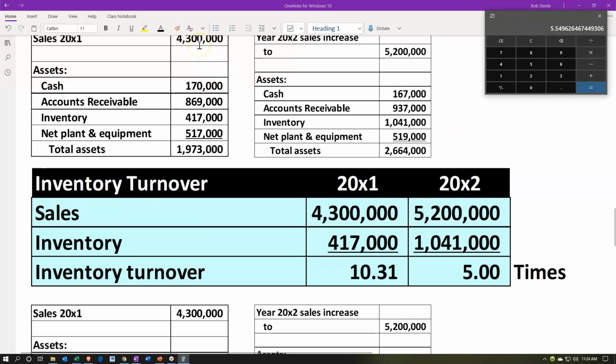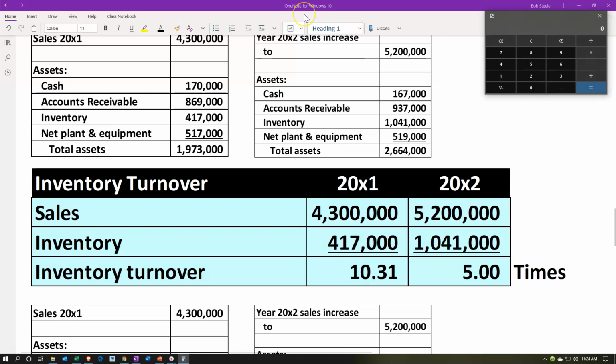Obviously, the sales number is coming from our data up there. Inventory here, sales number for X2, and then the sales number, and then the inventory number. So let's divide this out. 4300000 divided by 417000. That's going to give us our 10.31 inventory turnover. Now, the higher the inventory turnover, typically the better, because we want the inventory to be turning over. That means we're purchasing it and then we're selling it. We want to sell it, obviously, sooner rather than later.